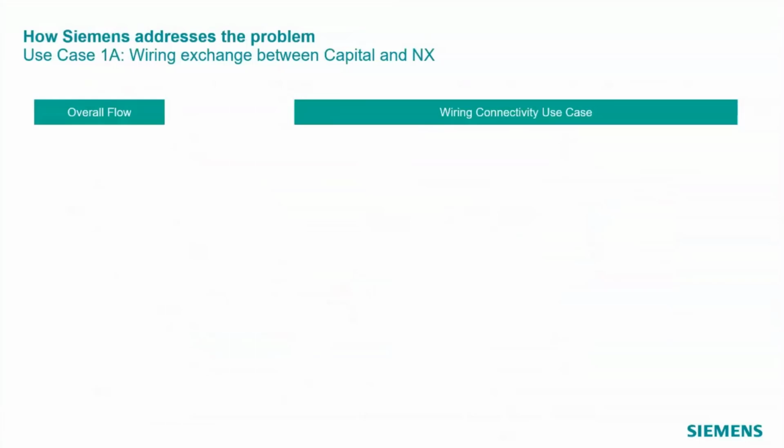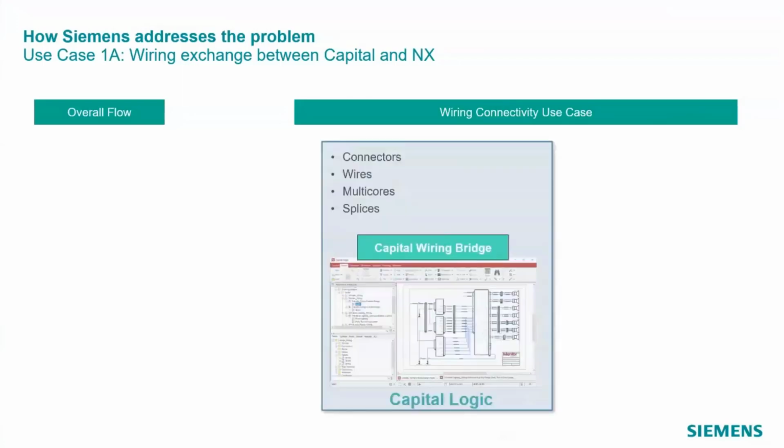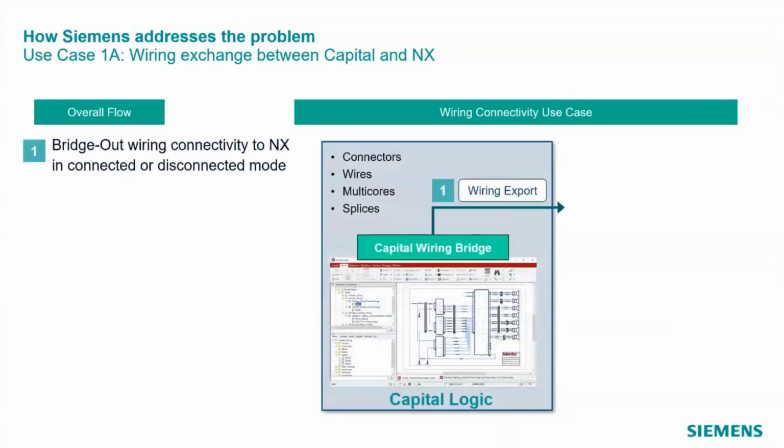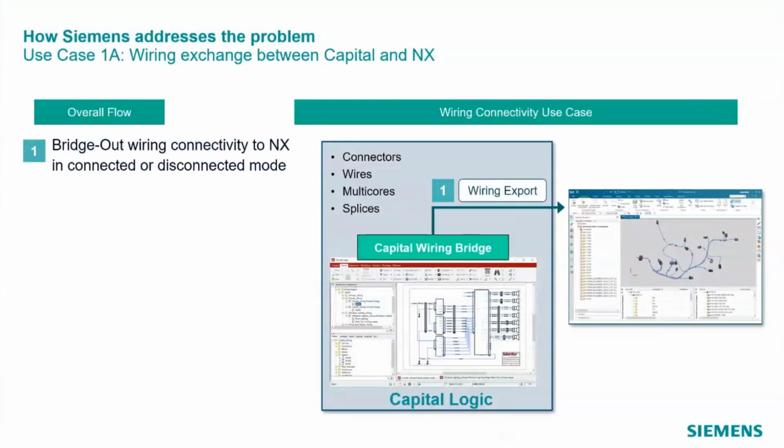Moving on, let's see how the Siemens Xcelerator portfolio aids in the ECAD MCAD core design process. This is the first use case in the NX Capital integration flow. The basic idea here is that Capital is the master of electrical content and NX takes care of 3D harness models. The ECAD designer begins by creating the wiring and connectivity layout in Capital.